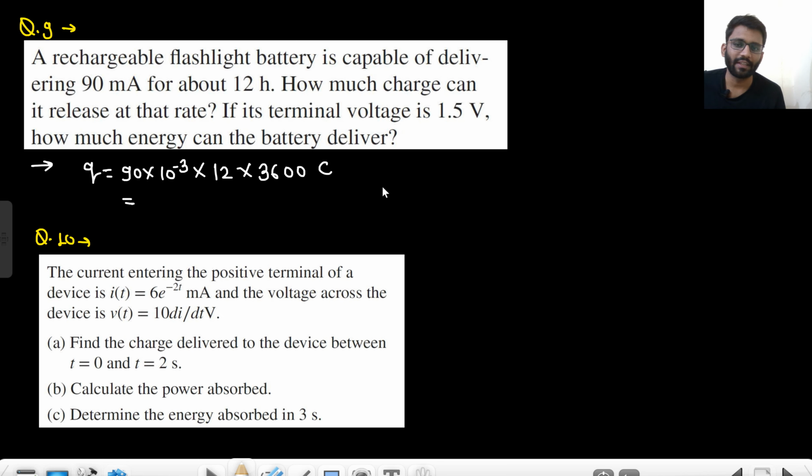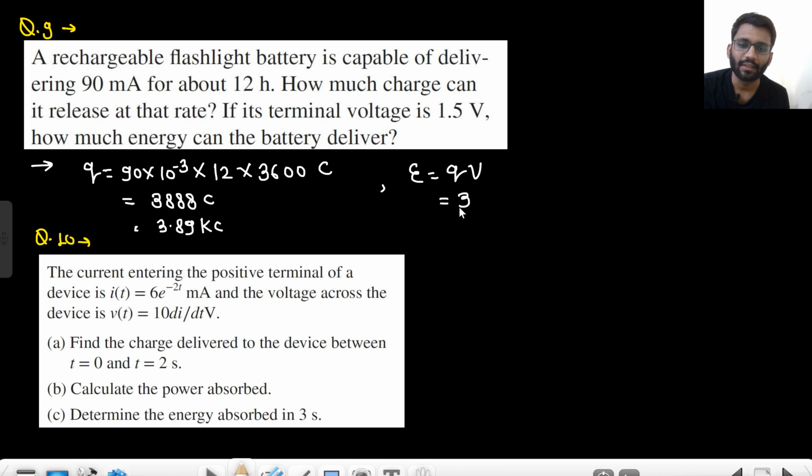And how much energy? What is the formula of energy? Energy is QV. So whatever the value of Q we get, times 1.5, that will be your energy. So let me calculate it. This is basically 3888 coulomb, or we can write 3.89 kilocoulomb. And what about the energy? It will be 3888 into 1.5. It is coming to 5.832 kilojoule. E equals QV we have studied, and Q equals I into T. So 90 into 12 into 3600, because we have to convert into ampere and second. So ampere into second is coulomb. Okay. Now this question, this is also a good question.